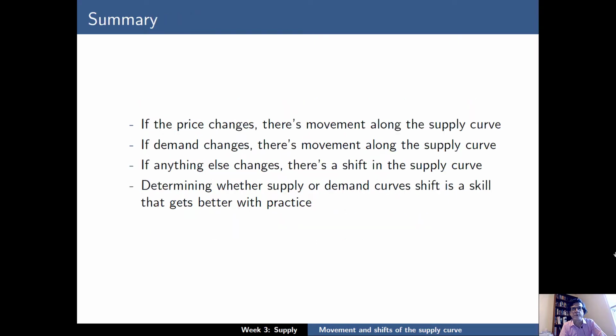So in summary, if the price changes, there's movement along the supply curve. If demand changes, there's movement along the supply curve. If anything else changes, there's a shift in the supply curve. And determining whether the supply or the demand curve shifts is a skill that gets better with practice.